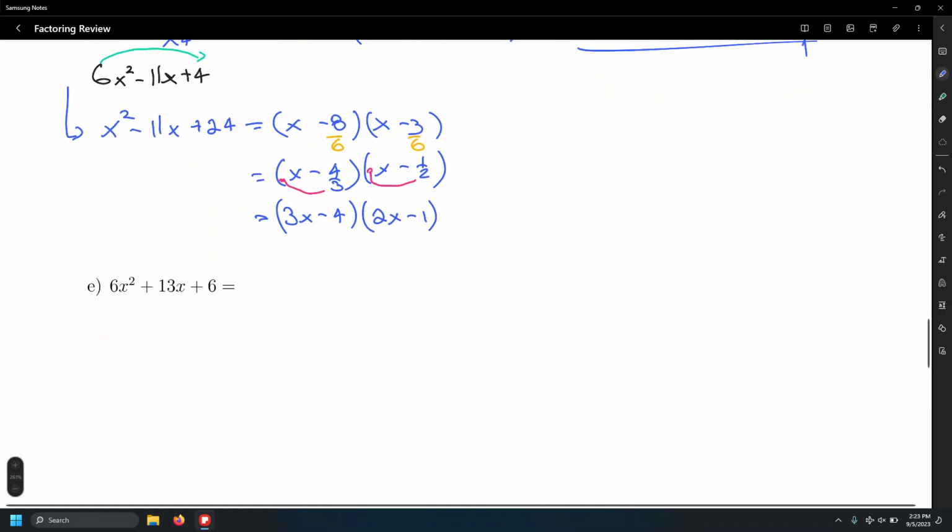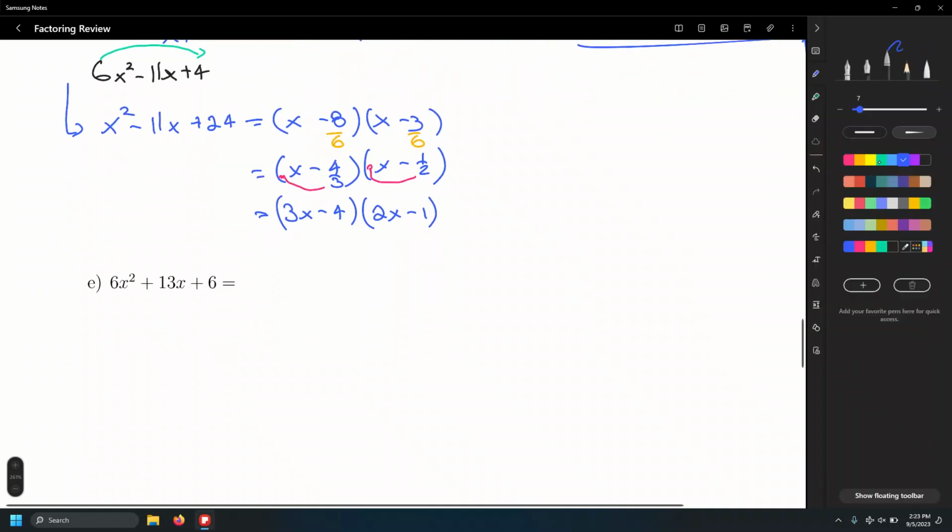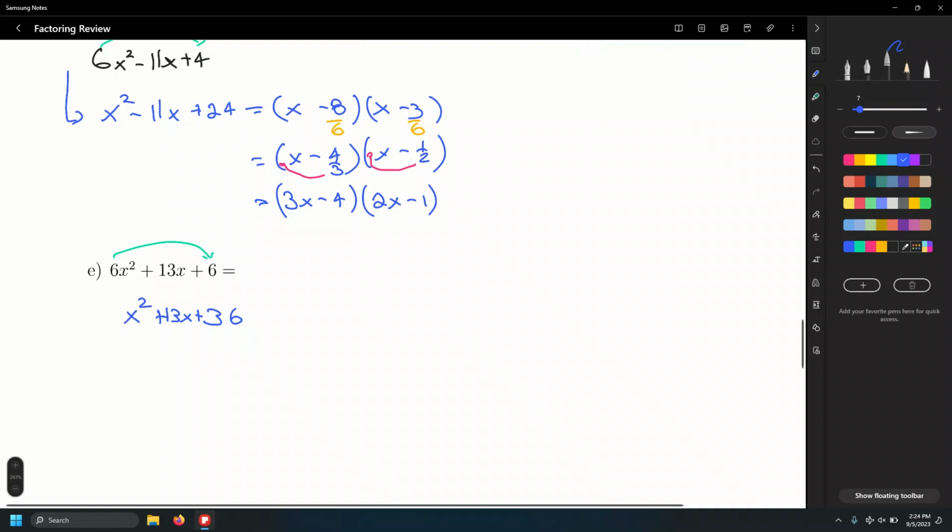And letter E. Okay, again, same thing. Let's multiply 6 times 6. That's going to give us 36, and that's going to be the new constant term. The middle term, 13x, remains the same. And the 6x squared, we drop the leading coefficient of x squared, of 6 rather. And now we want to factor that trinomial.